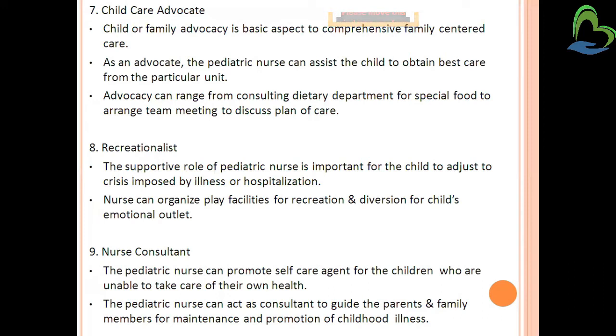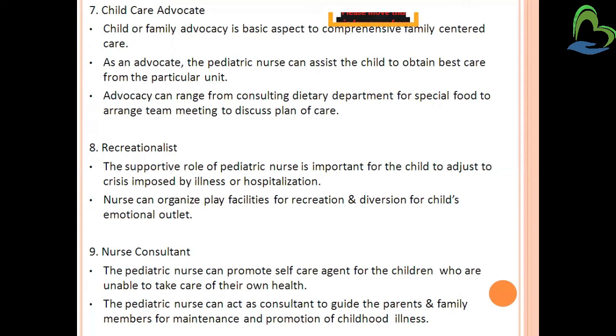Example, if a child is admitted in medical ward, but due to some chronic condition, surgery is planned and he is referred to the surgical ward. So nurse should make sure that the child gets best care from that unit also. Advocacy can range from consulting dietary department for special food to arranging team meeting to discuss plan of care.